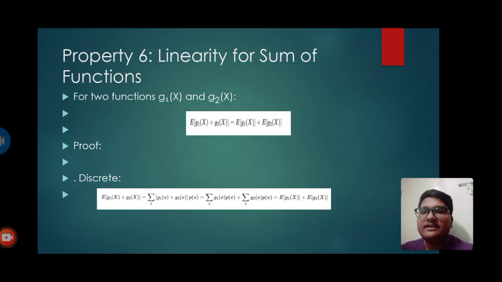Property 6, linearity for sum of functions. For two functions g1 of x and g2 of x, expectation of g1 of x plus g2 of x is equal to expectation of g1 of x plus expectation of g2 of x. We have split the expectation for both g1 of x and g2 of x. Proof, in the discrete case, expectation of g1 of x plus g2 of x is equal to summation of g1 of x plus g2 of x into p of x, which is equal to summation of g1 of x into p of x plus summation of g2 of x into p of x. As we know, summation of x into p of x is equal to E of x. Similarly, summation of g of x into p of x is also equal to expectation of g of x. So expectation of g1 of x plus expectation of g2 of x.